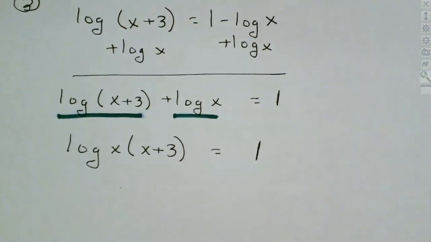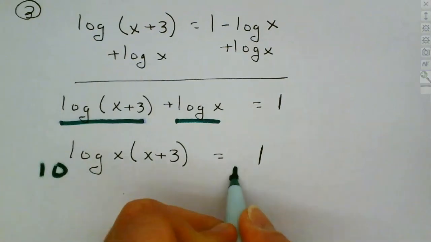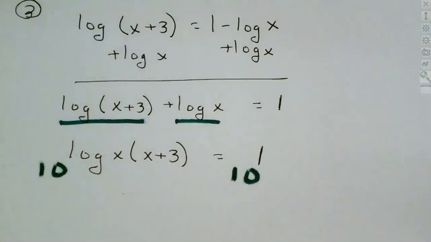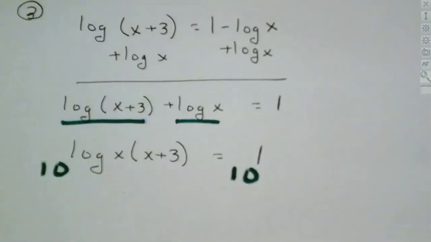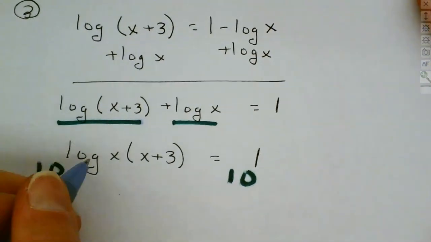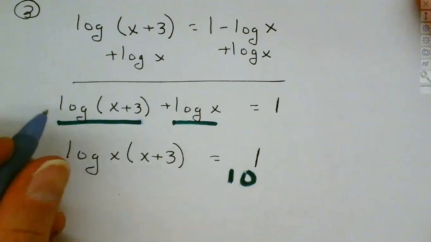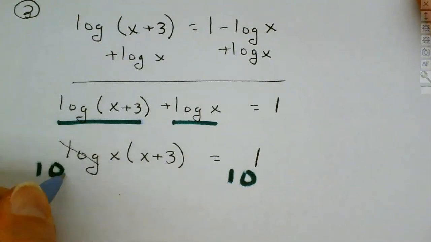And the logarithm is log base 10. So how do I get rid of a log base 10? I use the power of 10. And whatever I do to one side, I have to do to the other. When I use that 10, that is going to cancel out that logarithm. So that logarithm is, again, log base 10. We don't put the base there, but we know it's log base 10. So that goes and that goes.